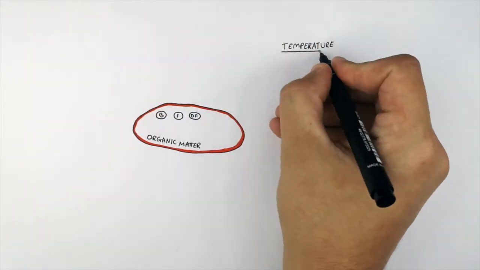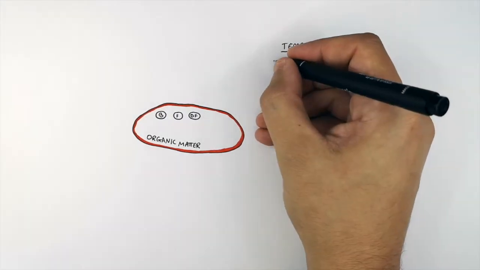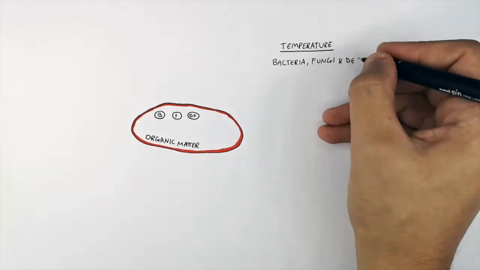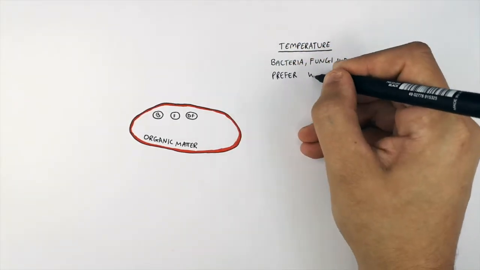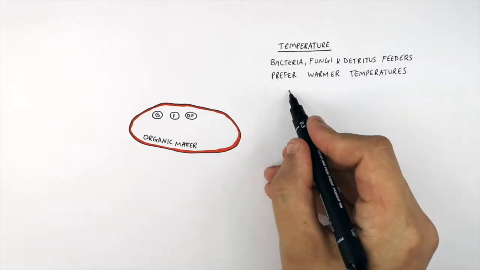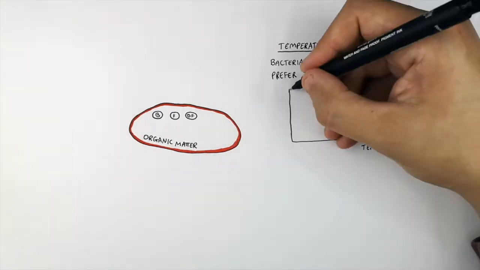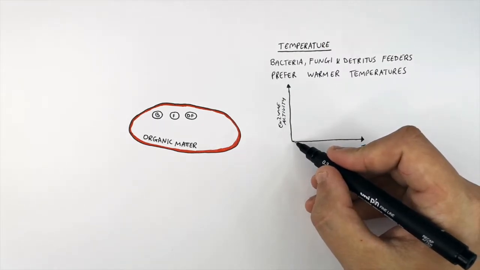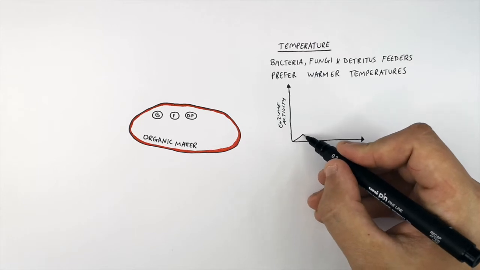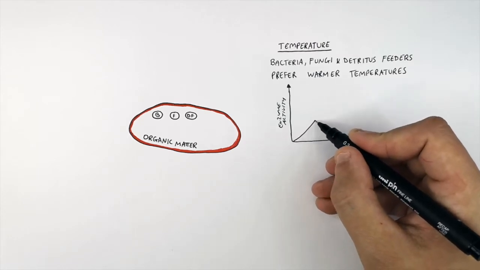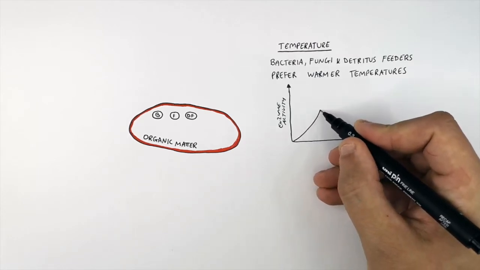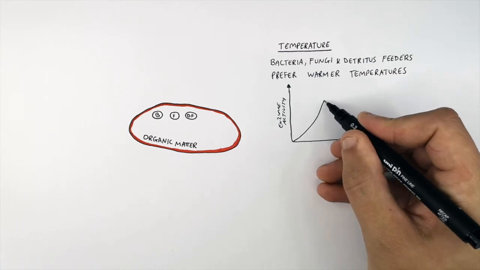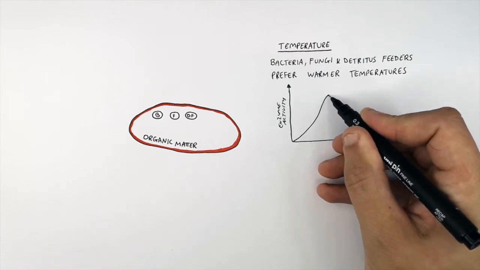So temperature is the first condition that we're going to look at that affects the rate of decay. Bacteria, fungi, and detritus feeders prefer warm temperatures. And that's due to how the temperature affects the enzyme activity in the bacteria, fungi, or detritus feeders. So as you increase the temperature from 0 degrees Celsius to a warmer temperature, the enzyme activity is going to increase. Therefore, the rate of decay will increase with it.